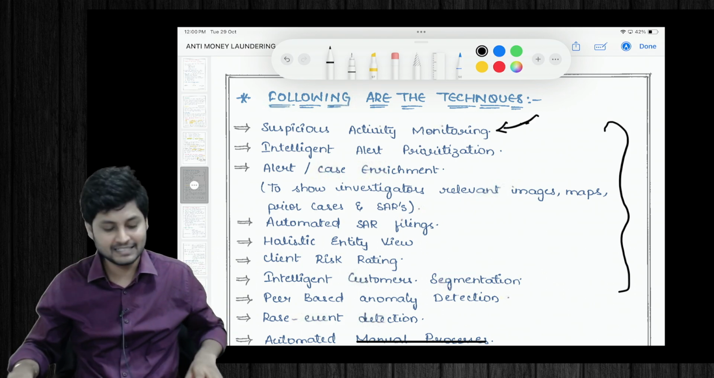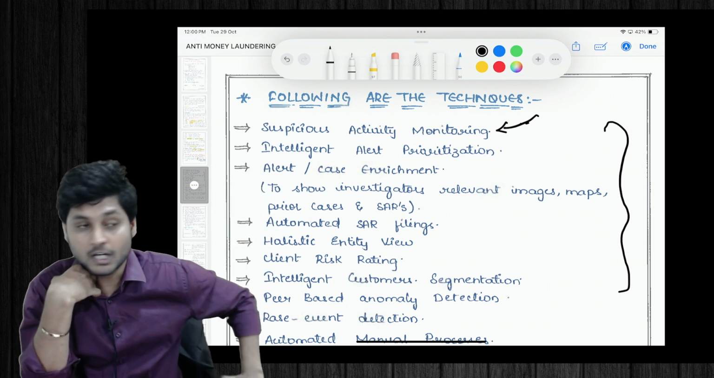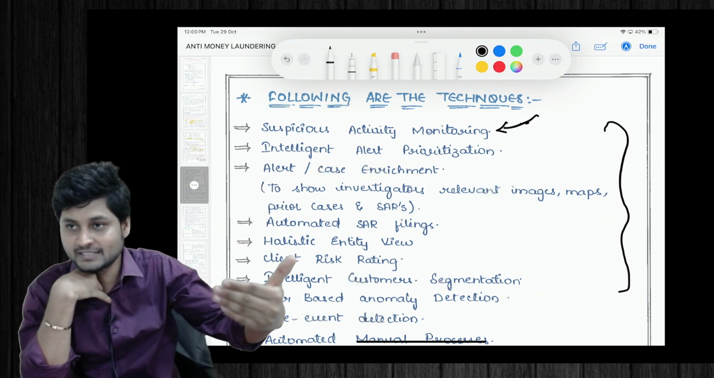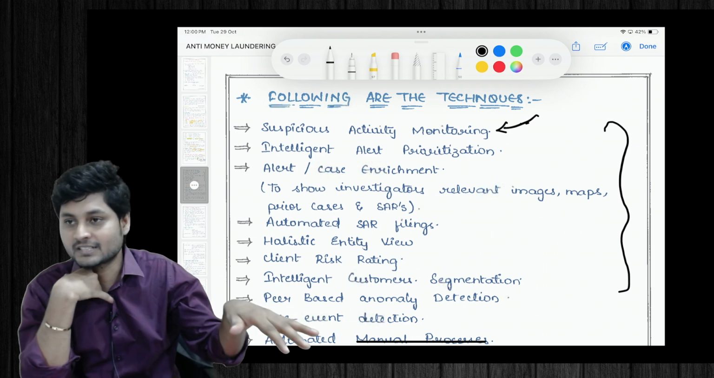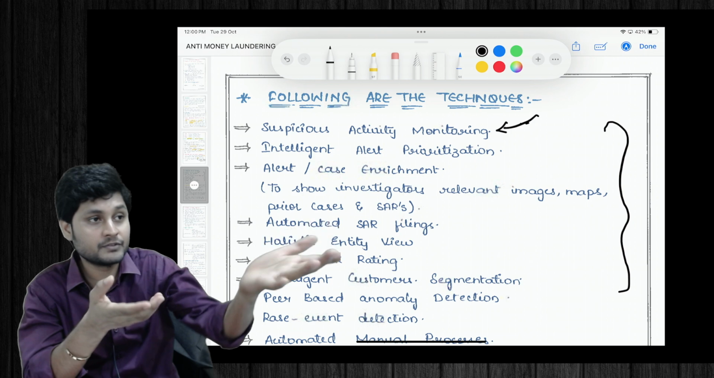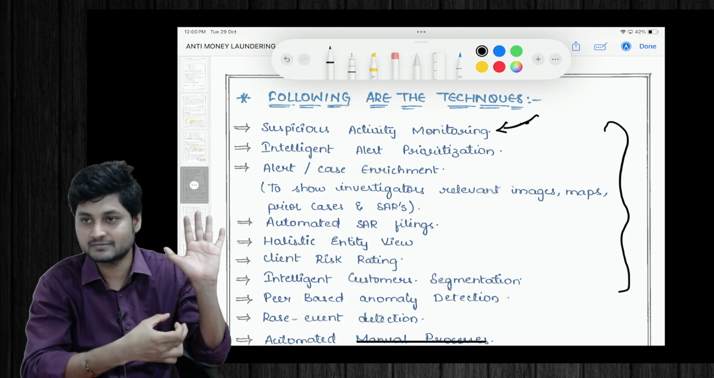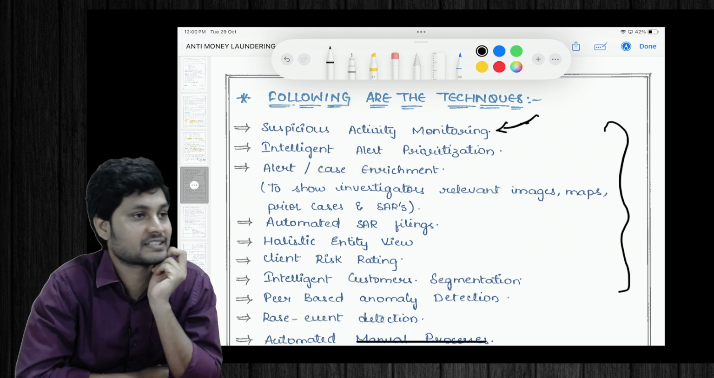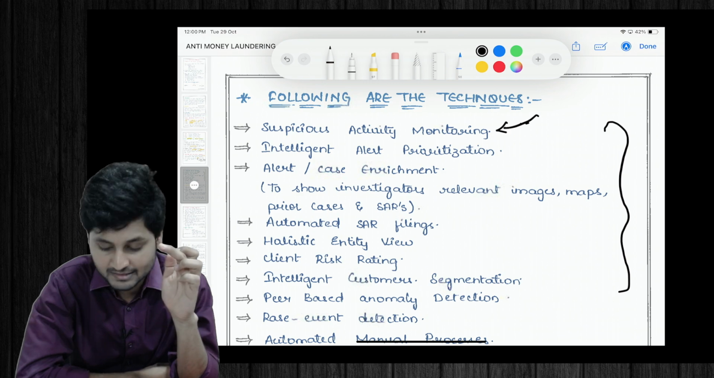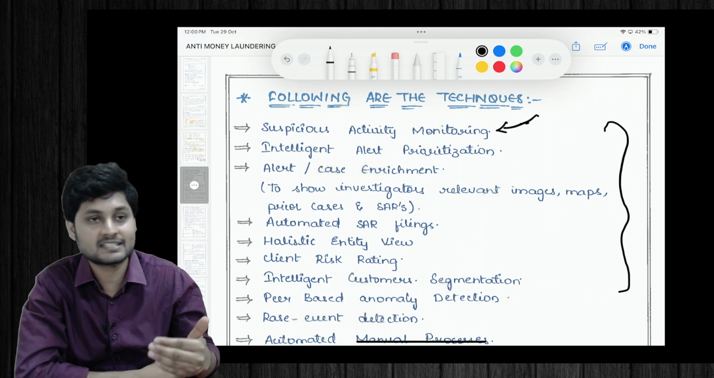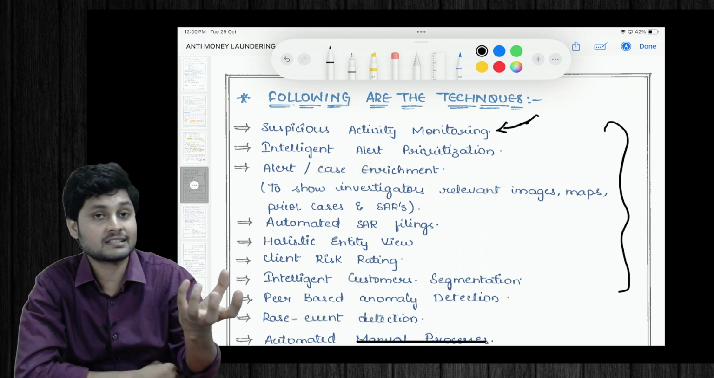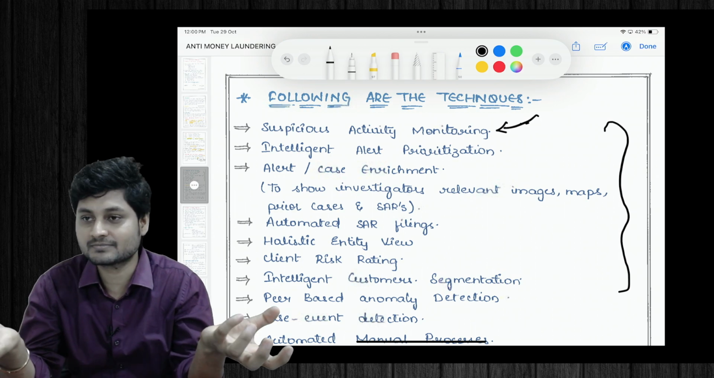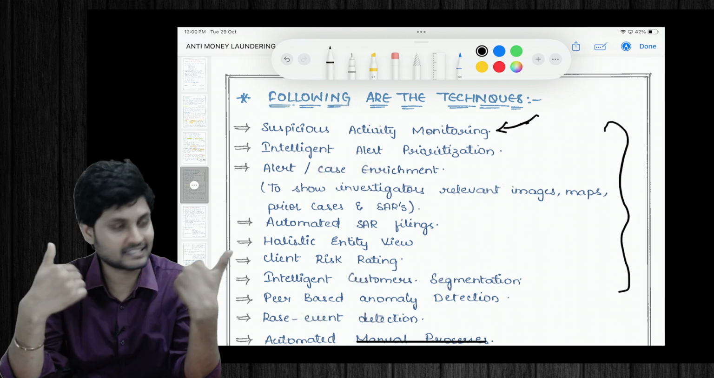So there may be 10 suspicious activities. Out of that, priority must be given to few, right? All are not equally important. Now the machine will try to give you the list on priority basis, and you must investigate based on that priority list of suspicious activities, right? So these are the techniques we use to identify the instances of money laundering, and for that we use technology in these techniques, right?